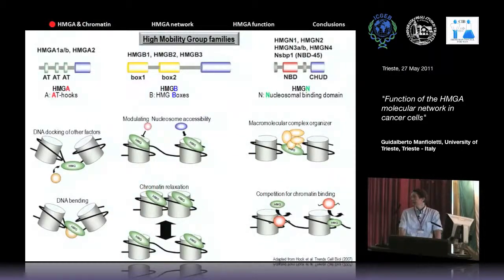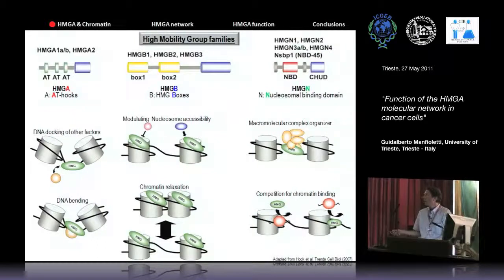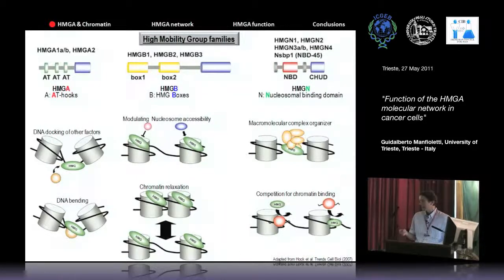We are more interested in HMGA proteins. Three factors belong to this family: HMGA1A and HMGA1B, which are the product of the splicing of the same gene, and HMGA2 that, although related to HMGA1, is the product of a different gene. The peculiar feature of these factors is the presence of the AT hook.